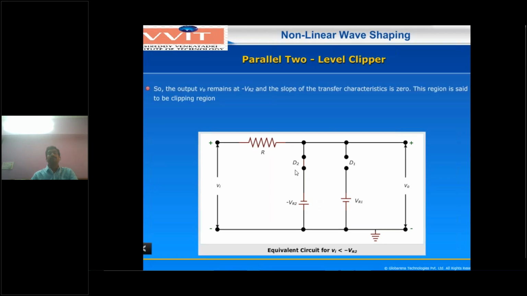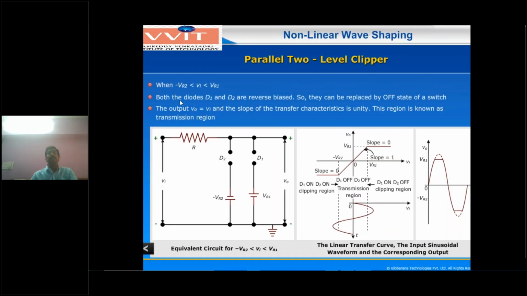And the last, third condition: whenever the input voltage lies between minus VR2 and plus VR1. See this one, this is the minus VR2 line, for example minus 2 volts, and VR1 is 3 volts. So in between, minus 2 volts to plus 3 volts, what is the diode operation? Which one, D1 or D2, will be on and which will be off? To check, let us take an example input of 2 volts in between.